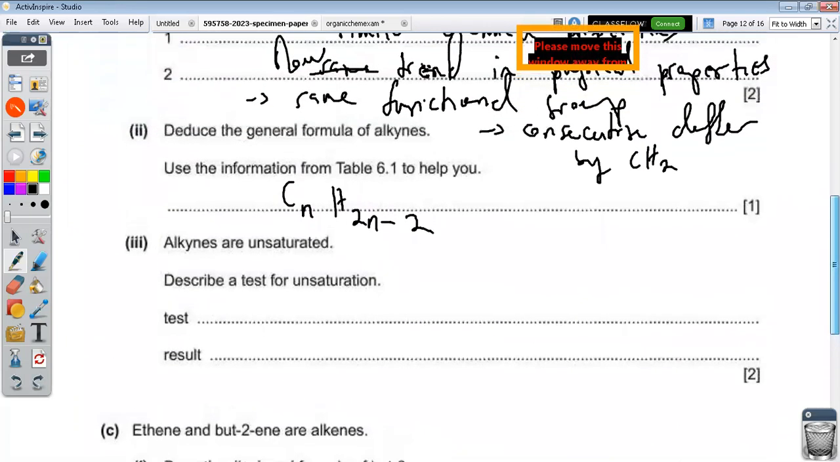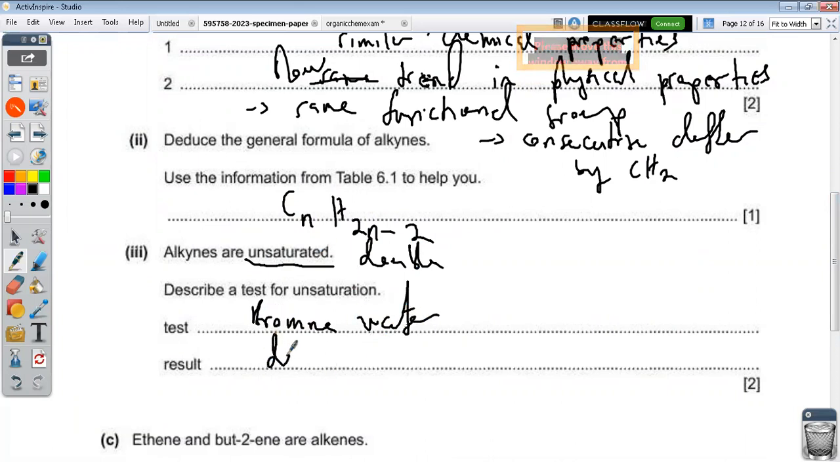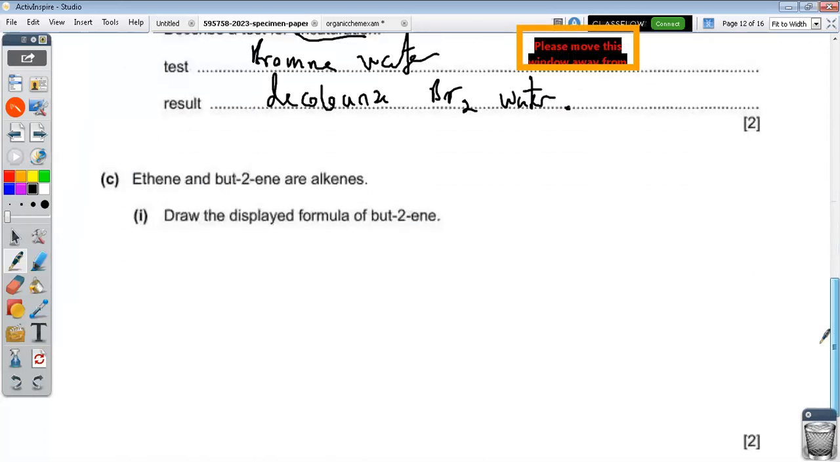Alkynes are unsaturated, because they have a triple bond. So you can use bromine water. Clear? They will decolorize bromine water, because they've got a triple bond. They will decolorize bromine water. Clear? Why? Because they are unsaturated. Make sense?